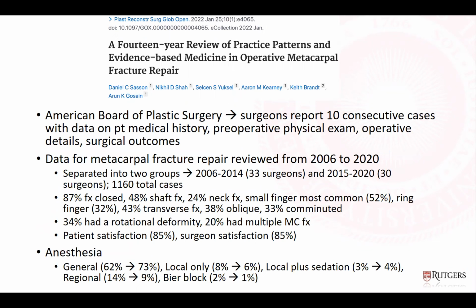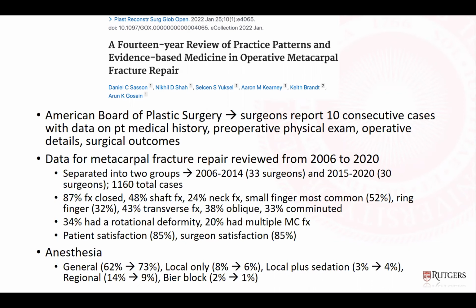So the last study I'm going to review was an interesting study out of the plastic surgery hand world that looked at recent trends in operative metacarpal fractures. I think it is a good way to capture some of the general trends and how we've been managing these fractures. The American Board of Plastic Surgery has surgeons report on 10 consecutive cases, with data on patient medical history, preoperative physical exam, operative details, and surgical outcomes all recorded. The data for metacarpal fracture repair reviewed was from 2006 to 2020.